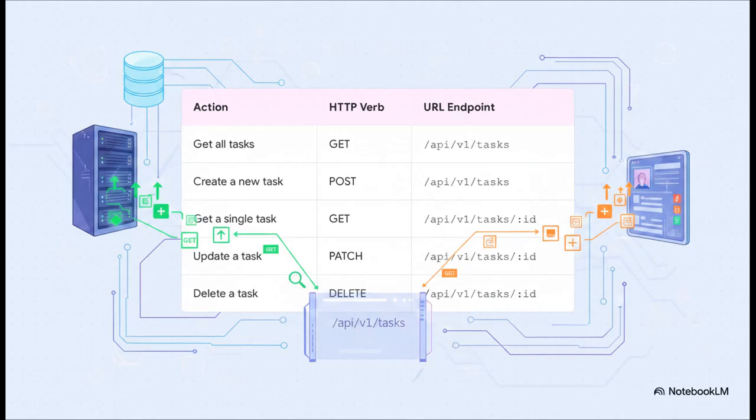This is where REST is so brilliant. Take a look at this. Notice how we're using the exact same URL, /API/v1/tasks, for a bunch of different actions. So how does the server know what to do? It looks at the HTTP verb. A GET request to that URL means, hey, fetch all the tasks. But a POST request to the very same URL means create a brand new task. This elegant pattern is a huge reason why REST is so dominant. It keeps your APIs clean, predictable, and way easier to manage.